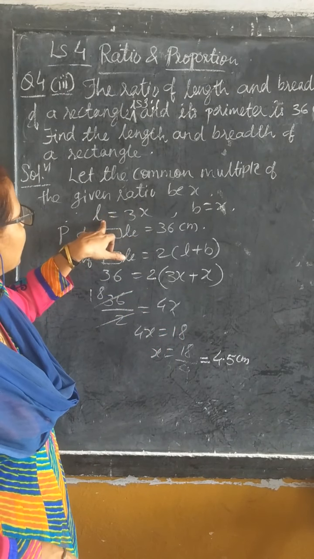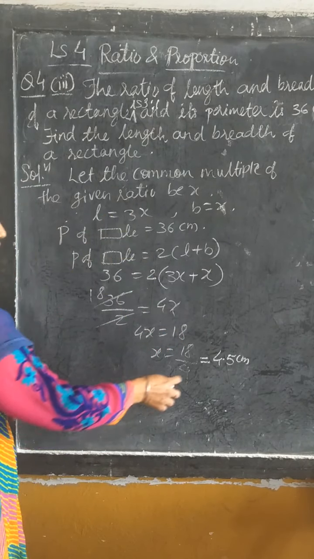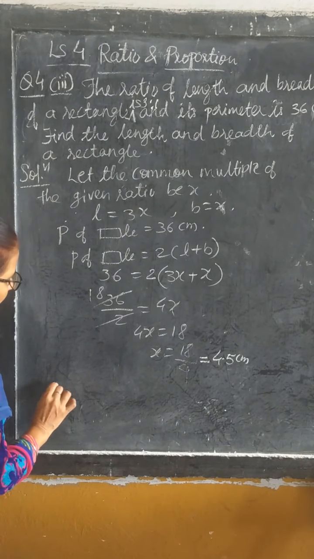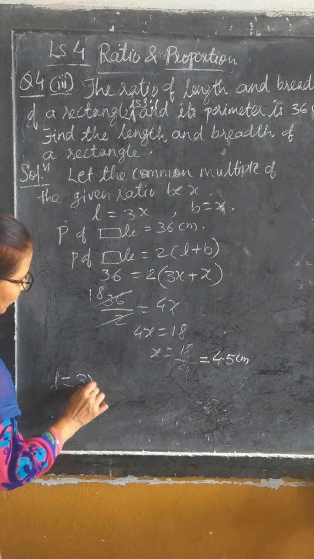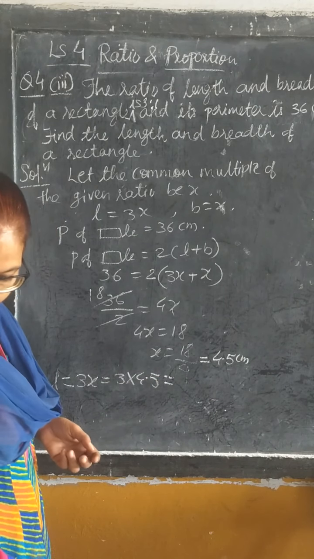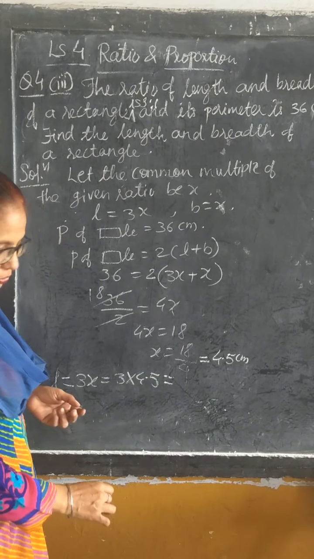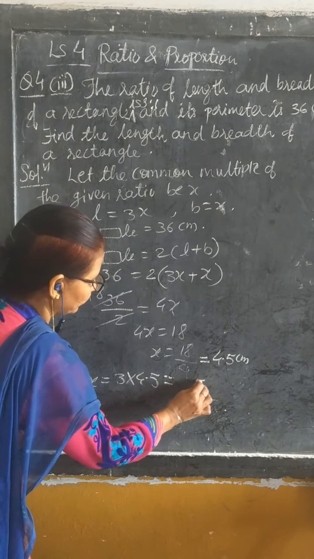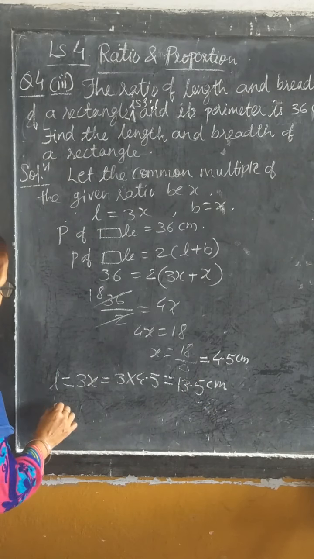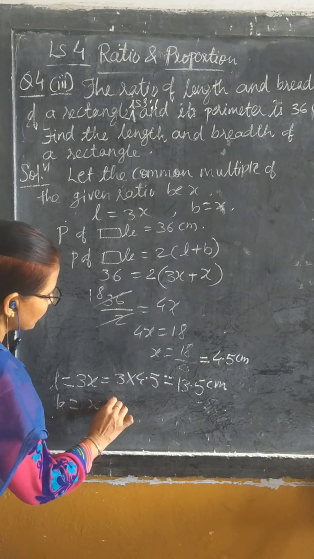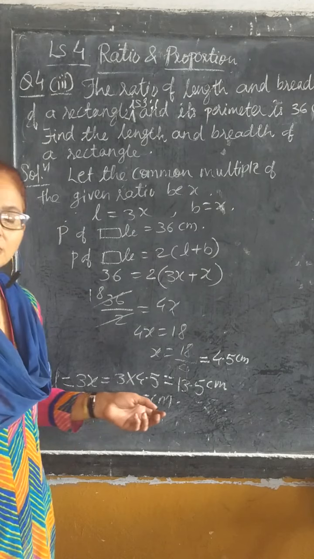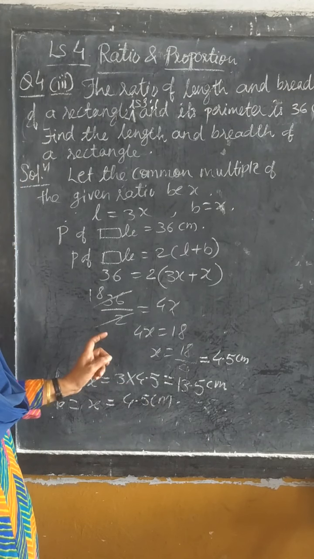Now in the beginning we have considered the length as 3x. Now you know children, this value of x you have to put here and you will get the length of the rectangle. So length is 3x, means 3 into 4.5. So you have to multiply 3 into 4.5. So what will you get? 13.5 centimeter. Similarly, breadth. What is the breadth? It is x, and the value of x is 4.5 centimeter. So this is how we can find length and breadth of a rectangle.